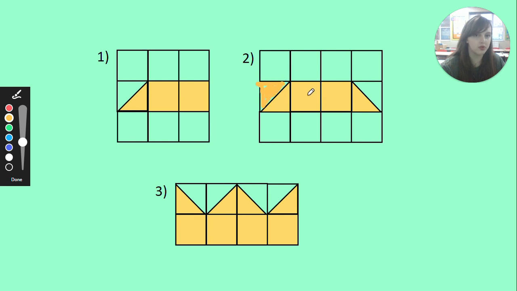And then in this final shape, we have 1, 2, 3, 4 full squares, 1, 2, 3, 4 half squares. We can put these halves together to make another whole, and we can put these halves together to make another whole. So we have 4 full squares, and these half squares make up 2. 4 add 2 is 6, to give us 6 squares as the area of this shape. Let's just check that we're correct with our answers.